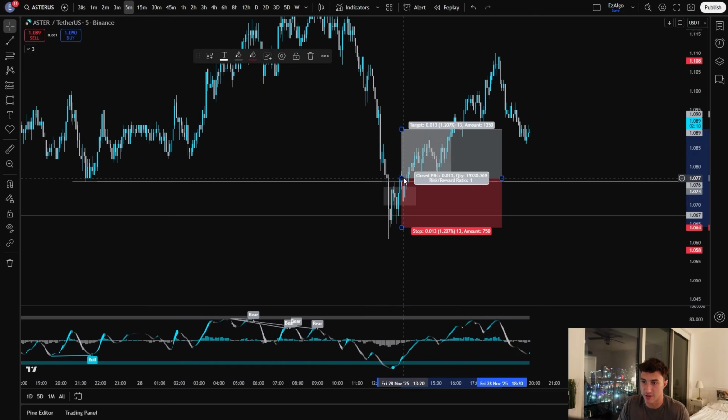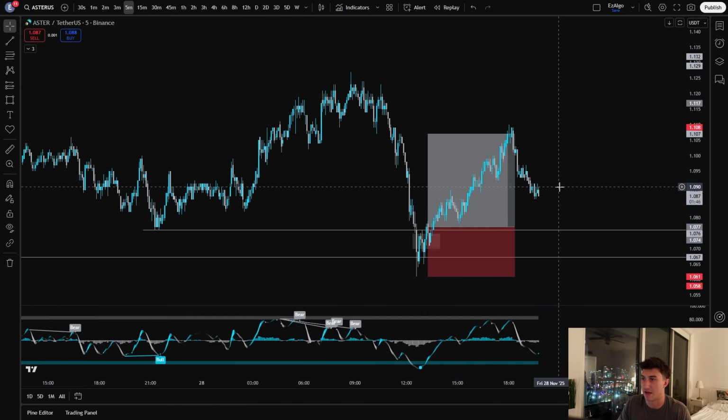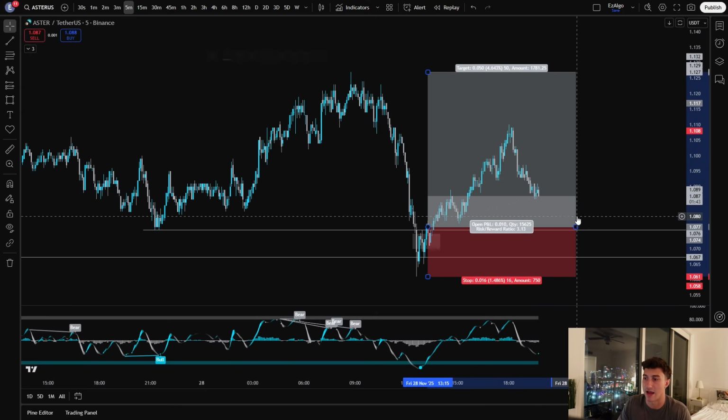Here is the inverse, meaning the candle closure above. Hard stop loss right here. And you'd move your stop loss to break even at the moment. And you'd be targeting this high as your take profit.